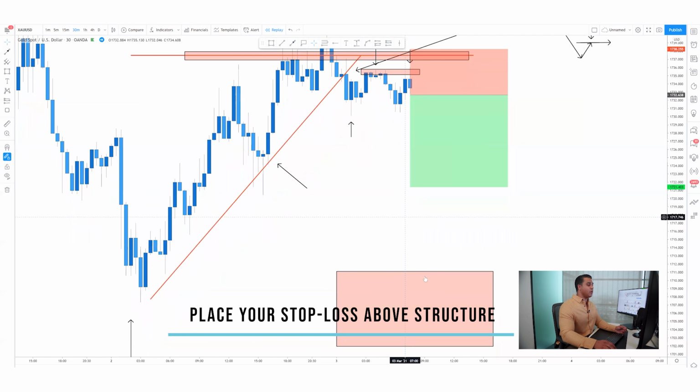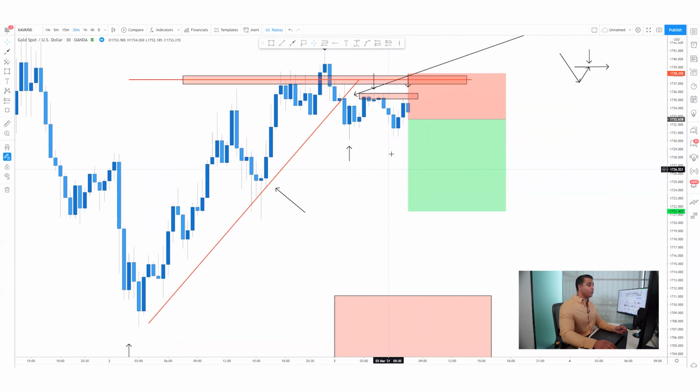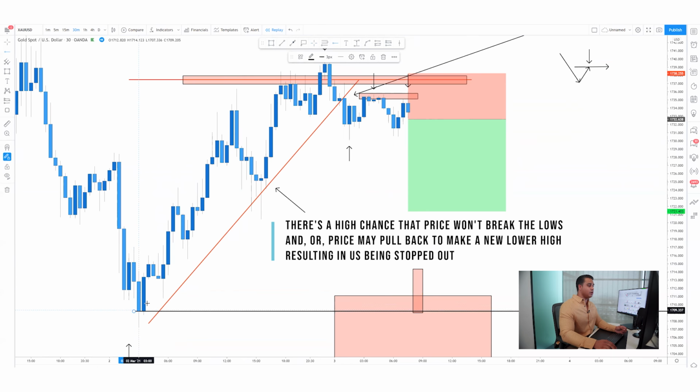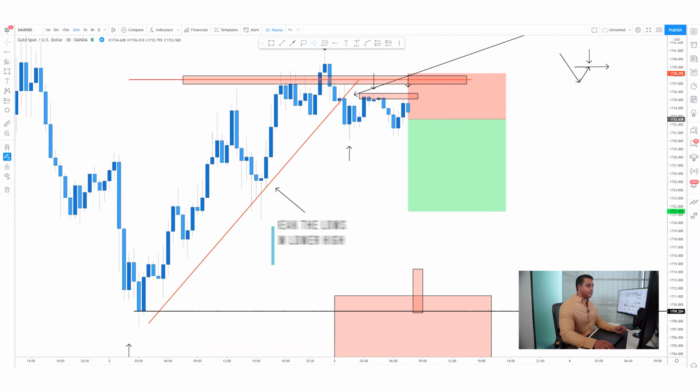Now notice we're not aiming for the lower low because we're trading on an intraday time frame. We just need to be taking a trade with enough range before price makes that lower low. Because by the time price gets down here, there's a very high chance that firstly, we won't break the lows, and secondly, price may pull back to make a new lower high, resulting in us being stopped out. So let's take this entry and see what happens.